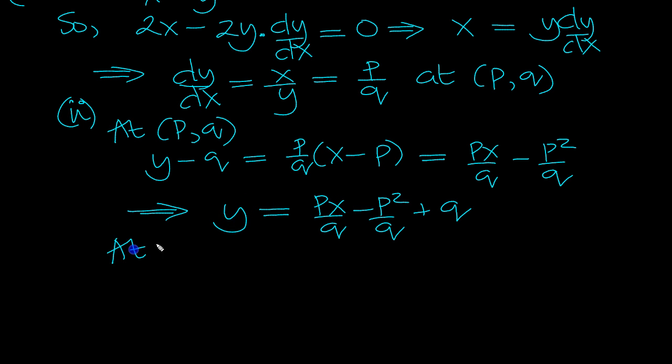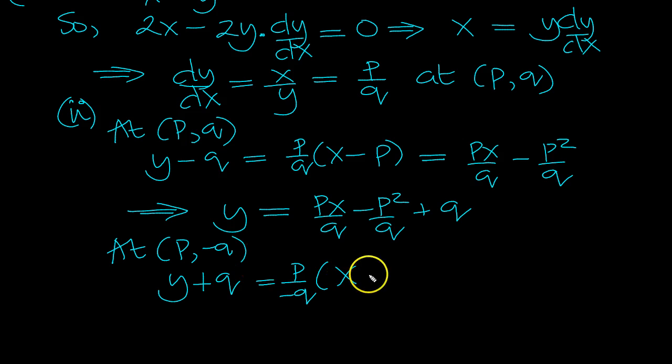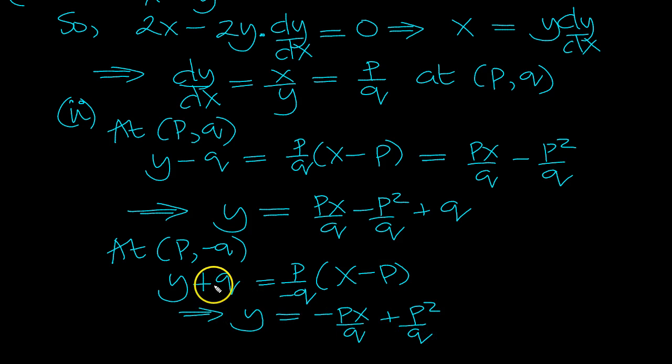So at p minus q now, y minus this value becomes plus q is equal to the gradient. Well, the gradient is x over y, so it'll be p over minus q. At this point is the gradient, x minus the p. So that tells us that y is equal to minus px over q, and then minus over minus is plus, p squared over q, and then move the q over minus q.